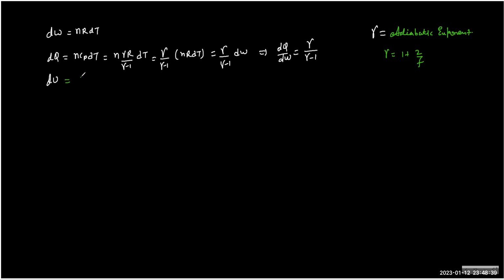Similarly, dU we can attach to nCV dT, which is nR dT by gamma minus 1, which simply means dW by gamma minus 1 times. It's so simple. So dU by dW is how much? If you know one value, if you know gamma, you can relate anything, whatever you want. And this question is again typical of JEE Mains and Advanced both. So this correlation is really important for you. You can use it directly. And why is it interesting?